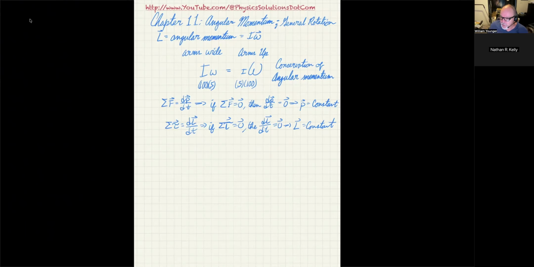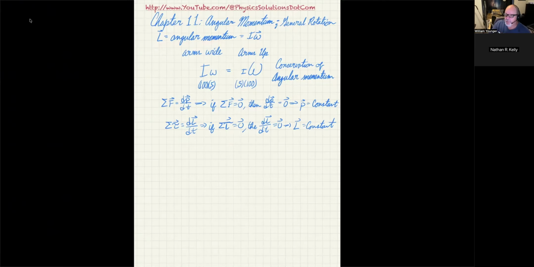I would like you to understand how that comes to be, and that's why I took the time to write these notes. Generally, we call the angular momentum L. That's the symbol we use, as you can see right here. If you're talking about a single body rotating with some angular speed omega, then the angular momentum is just the moment of inertia times the angular speed.